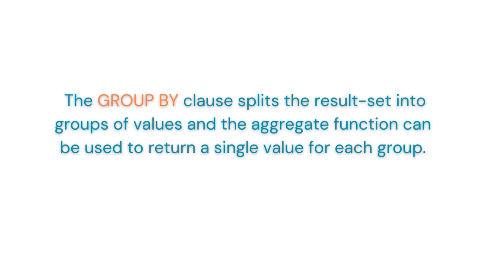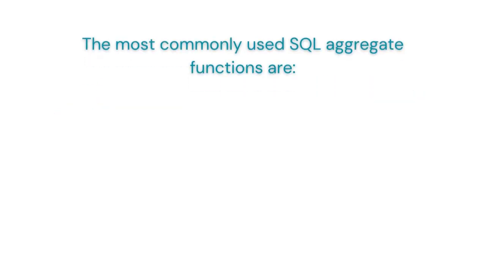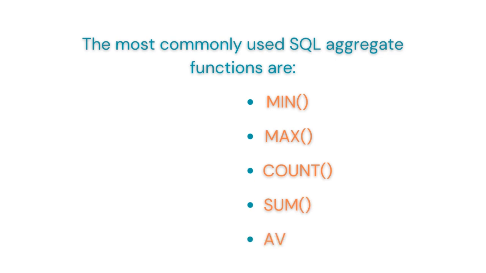The GROUP BY clause splits the result set into groups of values, and the aggregate functions can be used to return a single value for each group. That is, the GROUP BY statement groups rows that have the same values into summary rows. The most commonly used SQL aggregate functions are MIN, MAX, COUNT, SUM, and AVG functions. So let's see each aggregate function with an example.